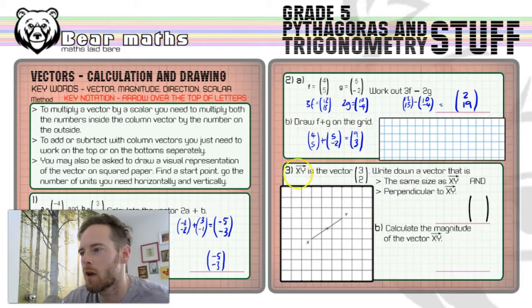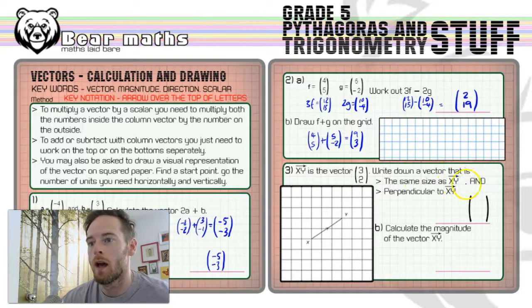So XY, the vector of XY, with the arrow over the top, is the vector (3, 2). You can see it on this diagram here. You see it's gone 3 to the right and 2 up. The little arrow pointing in that direction. Write down a vector that is the same size, so the same length, the same magnitude as XY, and perpendicular, which means at right angles too. Hopefully you know that by now.